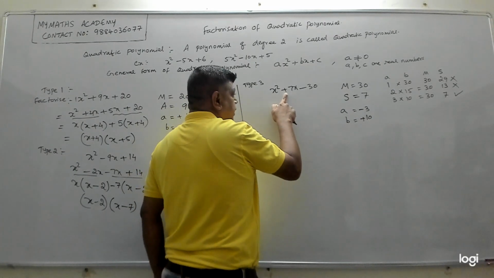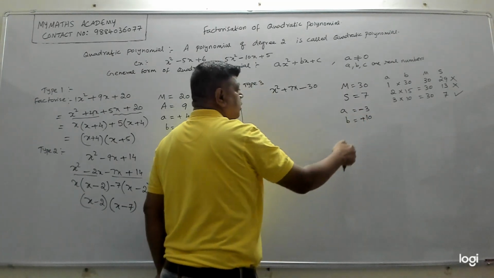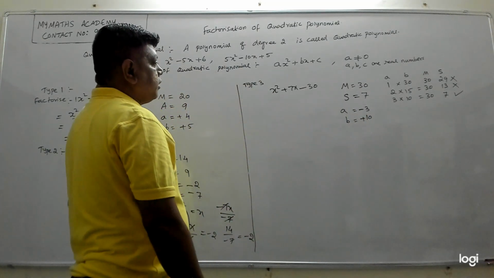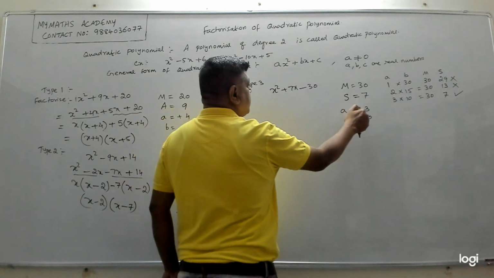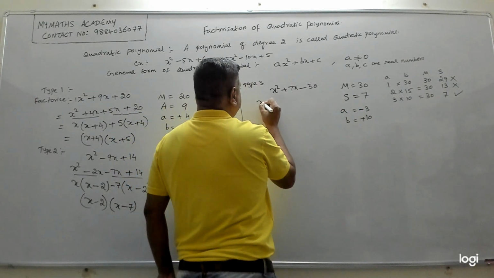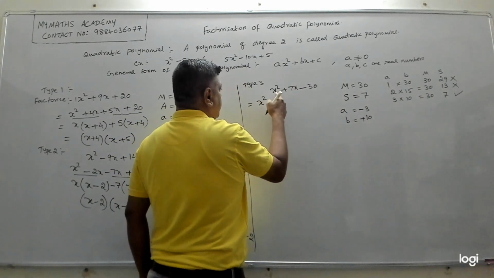So this is the plus sign. What is the greater number? 10. So I will put 10 for the greater number. So obviously the other number will become minus. Now I will write the first term x square as it is, equal to x square as it is.